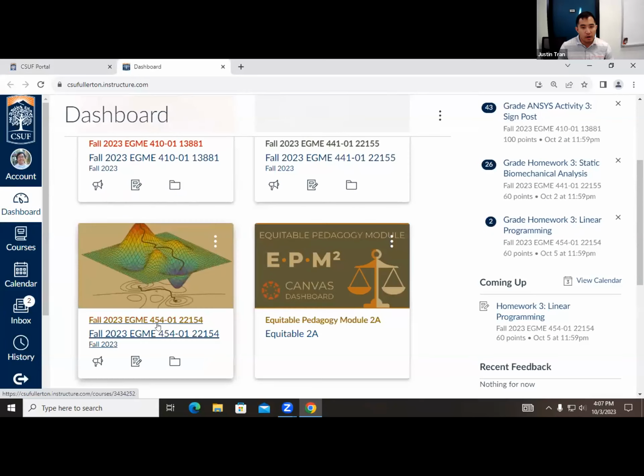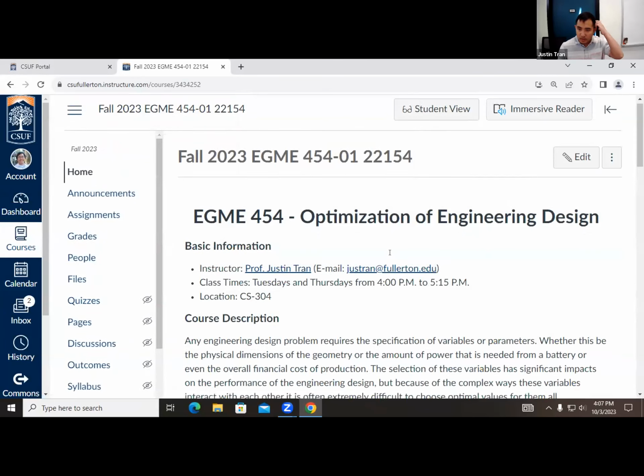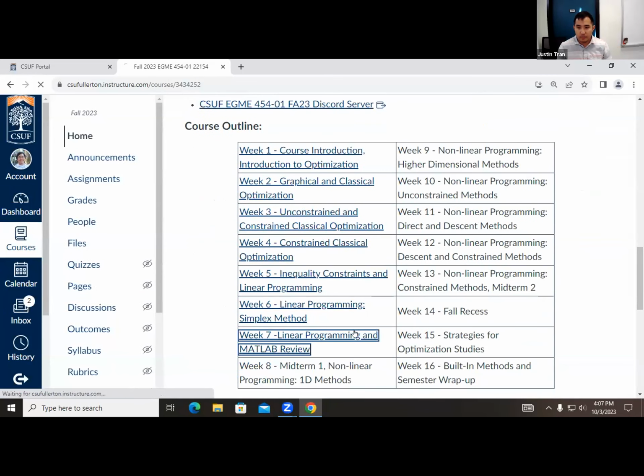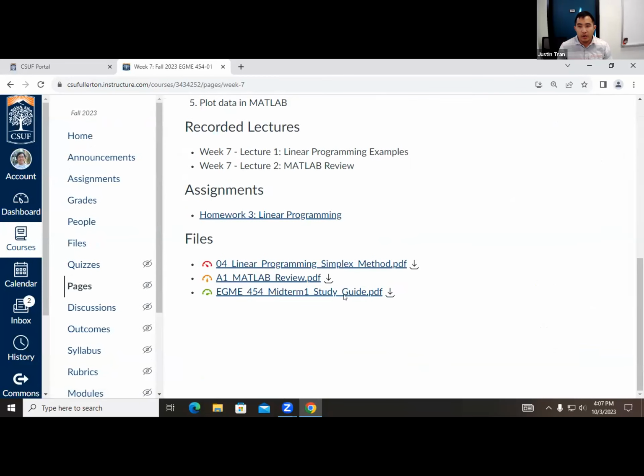Okay, so you're going to go to our page here. You're going to go to week 7, and then you can see here that I have a page for midterm 1 study.